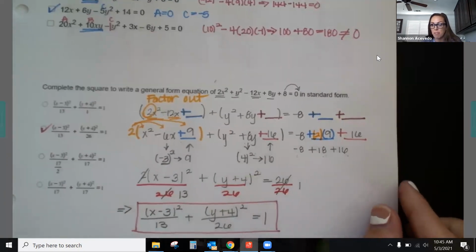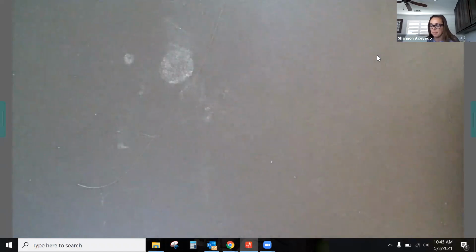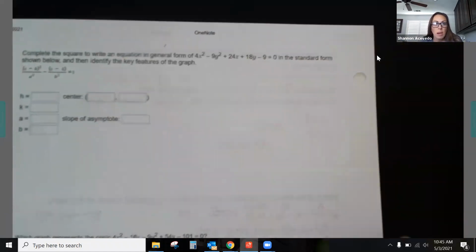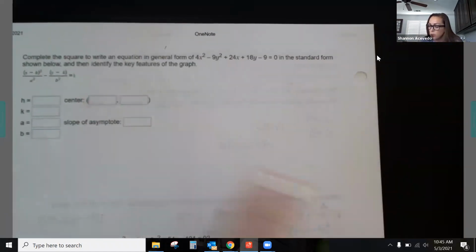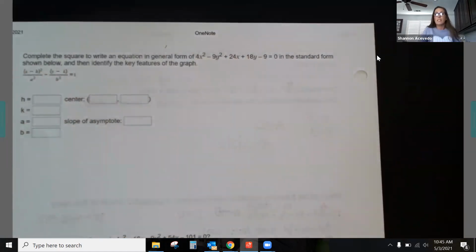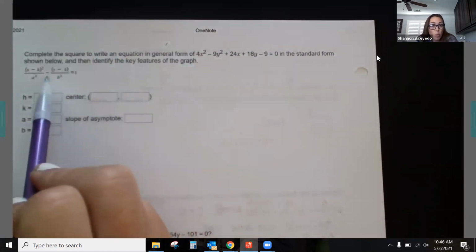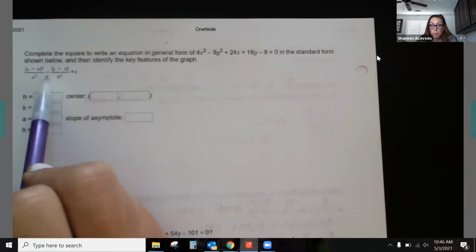All right, I'm going to go ahead and flip. All right, so this one says complete the square for this equation. Now this one's a little bit trickier, so I tried to pick out some of the tough ones to work with. So let's look at this. We're going to write in standard form and identify the key features. So we know, because they told us this is the standard form, it has a negative there. So we already know we're going to work with a hyperbola. So I need this to look like this.